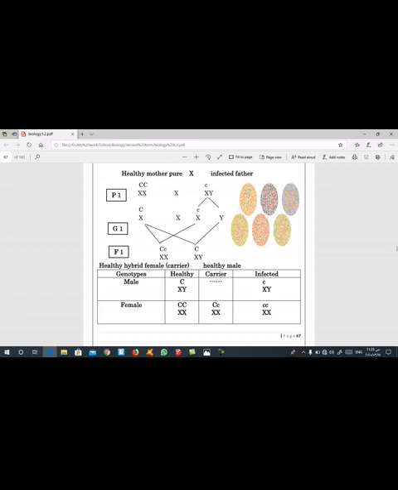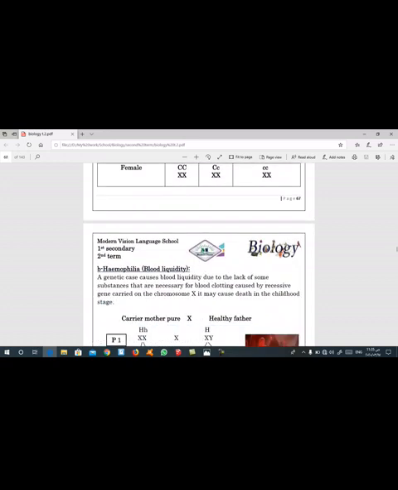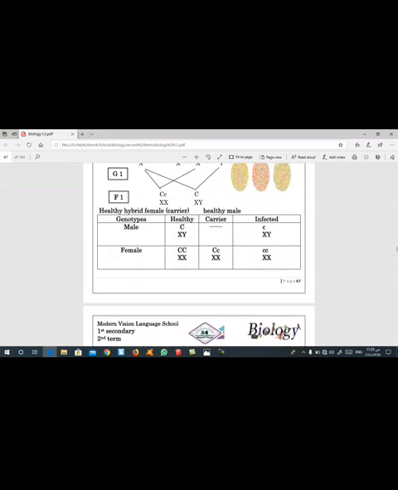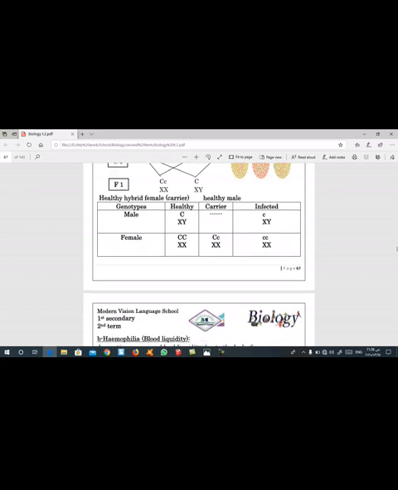This is a healthy hybrid female, and this is a healthy male. These are the genotypes. When I say healthy, it must carry capital letters. When it carries small letters, this means it is infected, the recessive one.